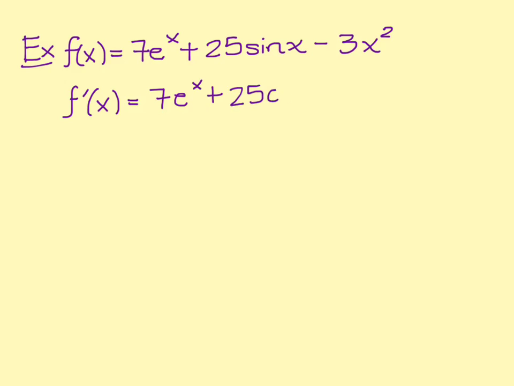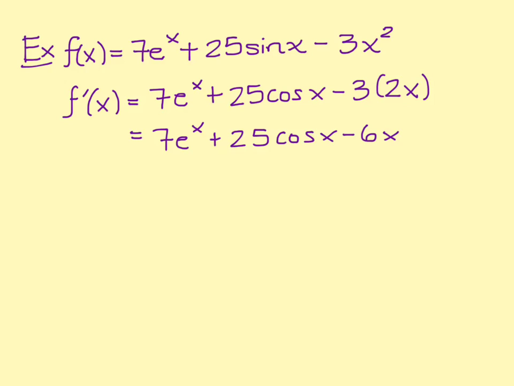Moving on to the second term, the derivative of 25 sine x is going to be 25 cosine x, because the 25 is a constant, so it stays the same, times the derivative of sine, which we now know is cosine x. Then we have minus 3x squared, whose derivative is going to be 3 times the derivative of x squared, which is 2x. So simplifying this, we end up with 7 times e to the x plus 25 cosine x minus 6x.